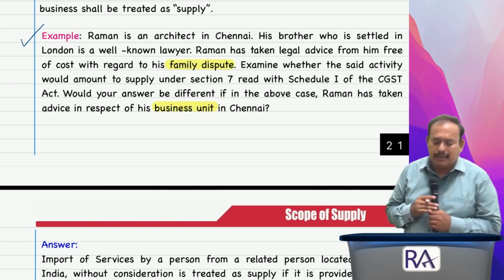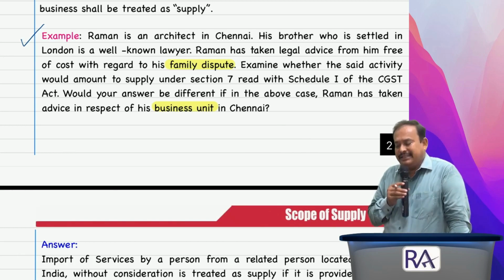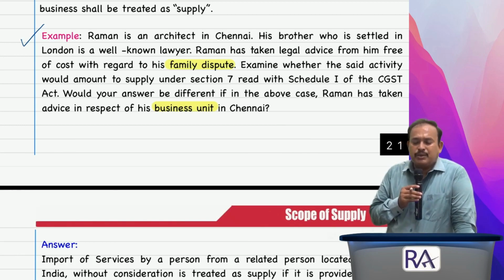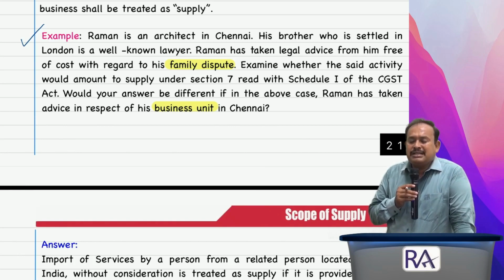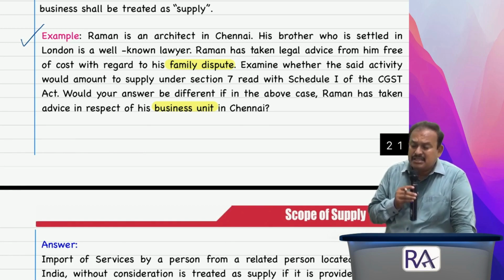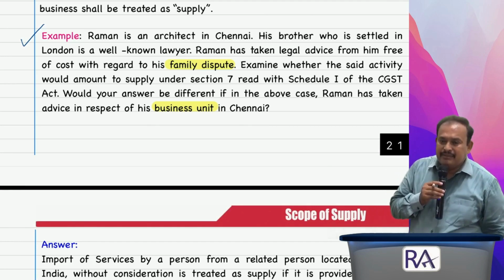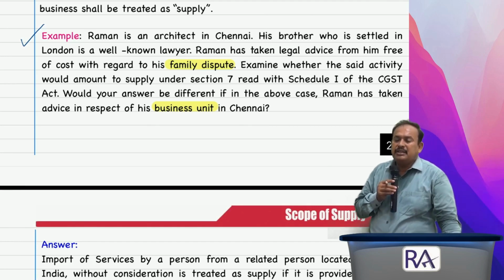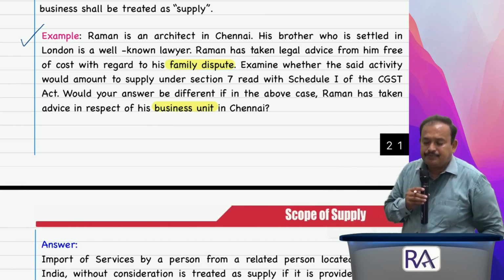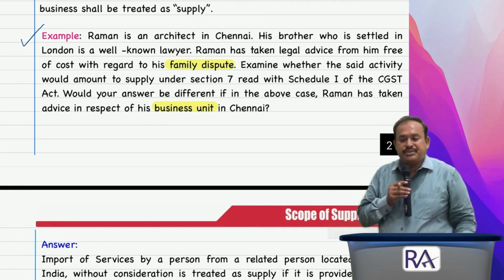Now first of all, is it import of services? Yes. Location of supplier is outside India, namely London. Recipient is in India, namely Chennai, and place of supply is in Chennai. Obviously, for architect services, place of supply is in Chennai, meaning in India. In the given case, it is import of services.